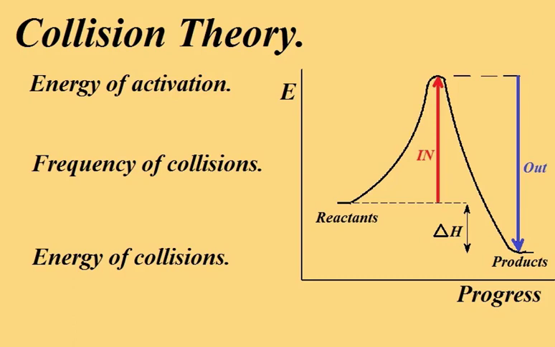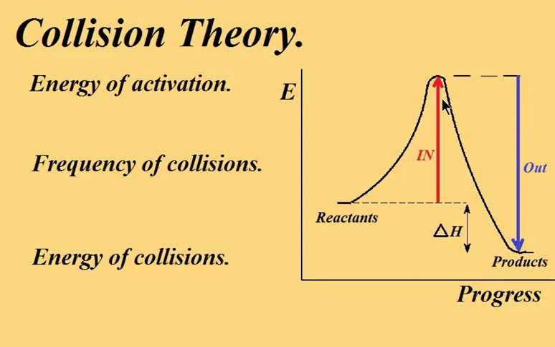Now we're going to look at a couple of factors, but the main things that everything falls back to is the energy of activation, which is the minimum energy required for the chemical bonds to break, the sheer number of collisions, and the energy involved in each one of those individual collisions. If we can control these three main factors, we can control the speed of the reaction.